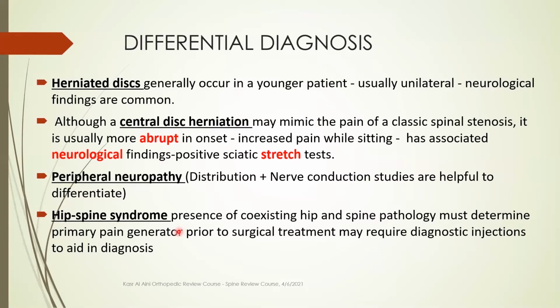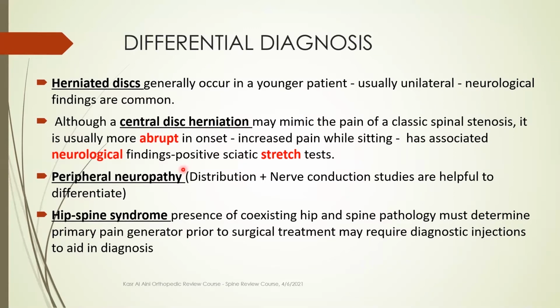Herniated discs are still confused with spinal canal stenosis by some doctors. Remember, herniated discs usually occur in younger patients, are usually unilateral, and neurological findings are common. Central disc herniation may mimic the pain of classic spinal stenosis. However, it's more abrupt in onset, with increased pain while sitting, associated neurological findings, and a positive sciatic stretch test.